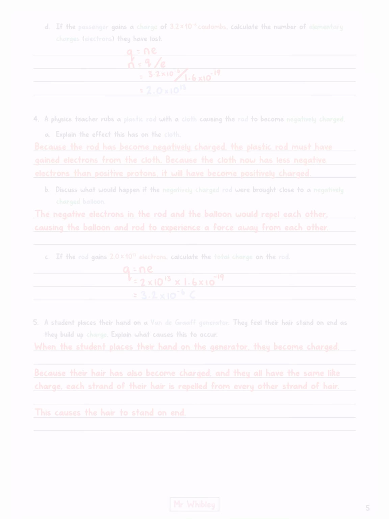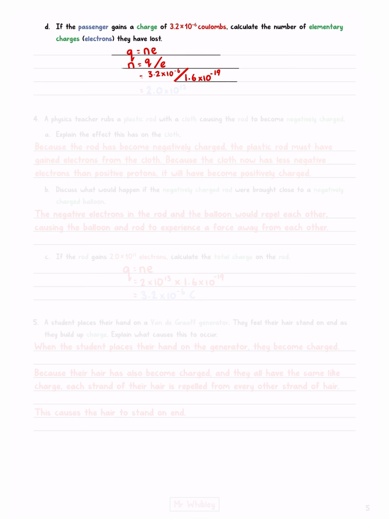severe. If the passenger gains a charge of 3.2 times 10 to the minus 6 coulombs, calculate the number of elementary charges, aka electrons, that they have lost. So our charge is going to be some number n times the charge of the electron, rearranging that for n by dividing both sides by e, putting in our total charge, and dividing that by the charge of the electron. We're essentially finding how many times the charge of the electron fits into our total charge. That amount is 2.0 times 10 to the 13.